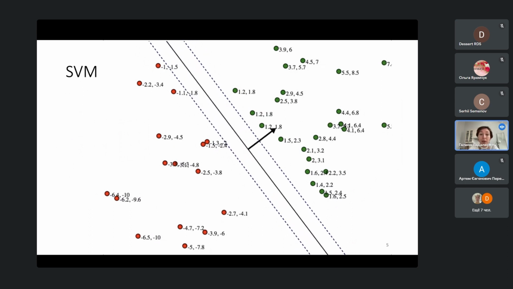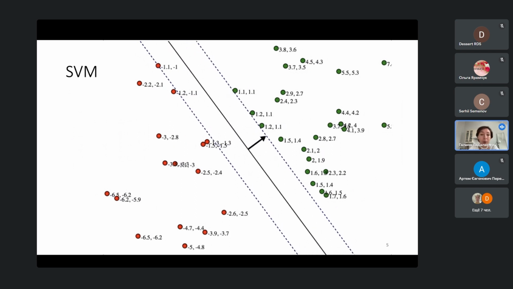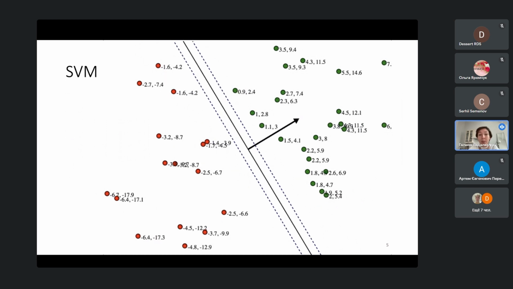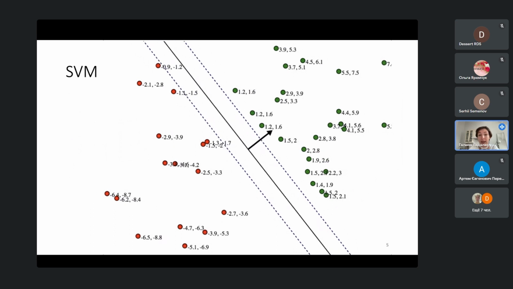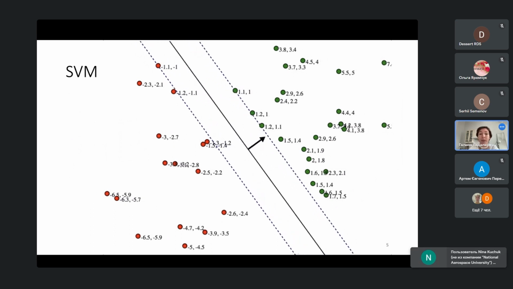The support vectors are critical elements of the training set because they define the decision boundary. Any data point on one side of the hyperplane is classified as one class, and any point on the other side is classified as the other class. And as you can see, it's on the slide, definitely.